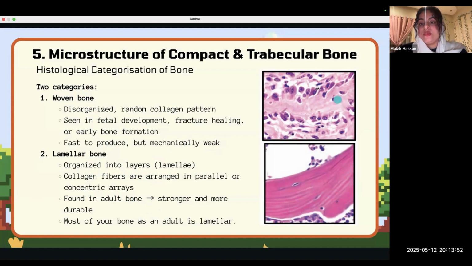So if you look here, this is the woven bone. It looks like the collagen fibers are very messy. You can see they're very disorganized. However, here it looks very smooth, almost like straight hair, very smooth, very parallel to each other. So that's lamellar bone.